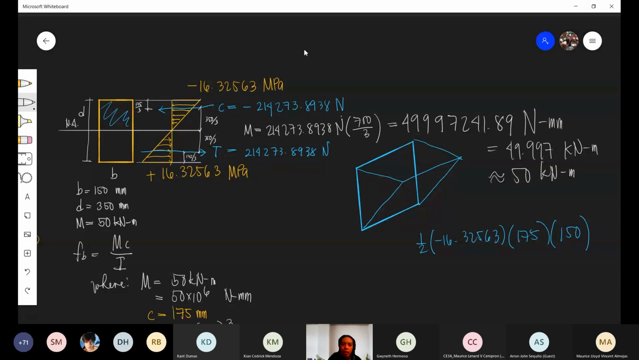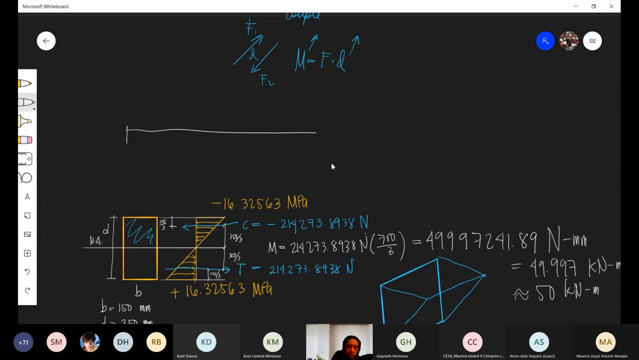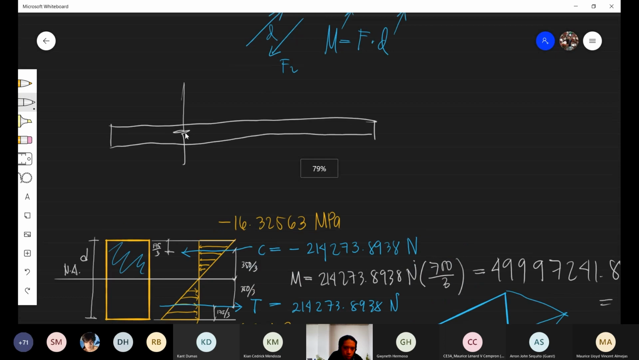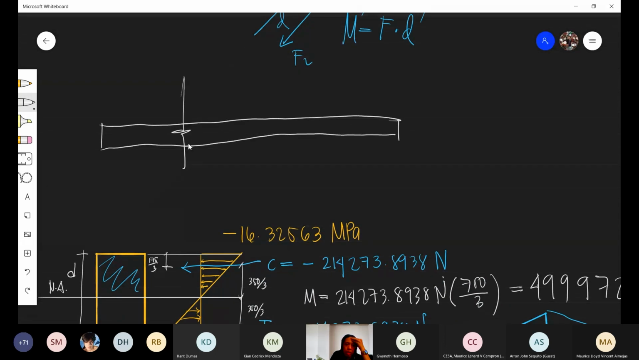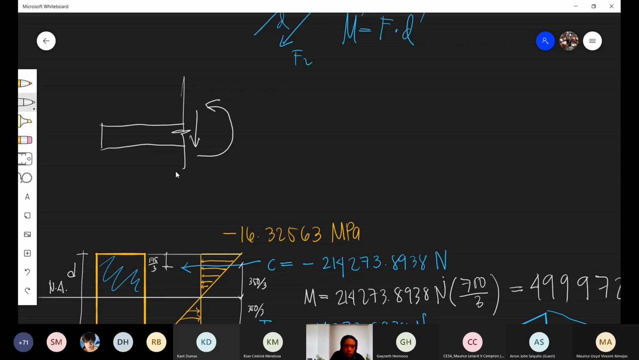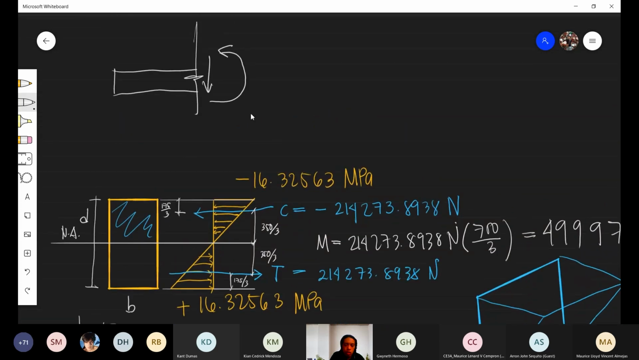Let us go back. For example, this is our beam, and this is our section. Usually the moment is shown like this. The shear is shown, and the moment is shown as counterclockwise, positive, since the given moment is positive. 50 kilonewton meter, counterclockwise.